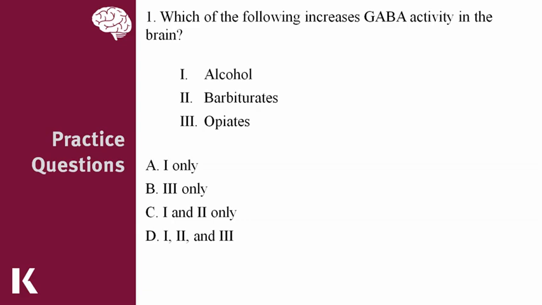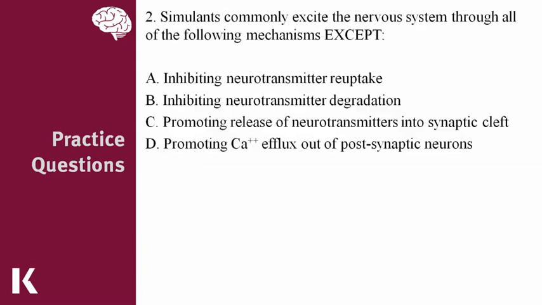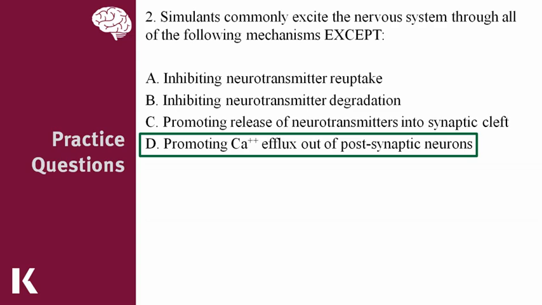Now that we've reviewed drugs of abuse and addiction for the MCAT, let's tackle a couple questions similar to what you may see on test day. Here, the correct answer is C. Depressants work by increasing GABA activity, whereas opiates work through the opioid receptor. Take a look at this question. The correct answer is D. Stimulants can cause neurotransmitters to be around longer and in larger quantities. They do not impact calcium.